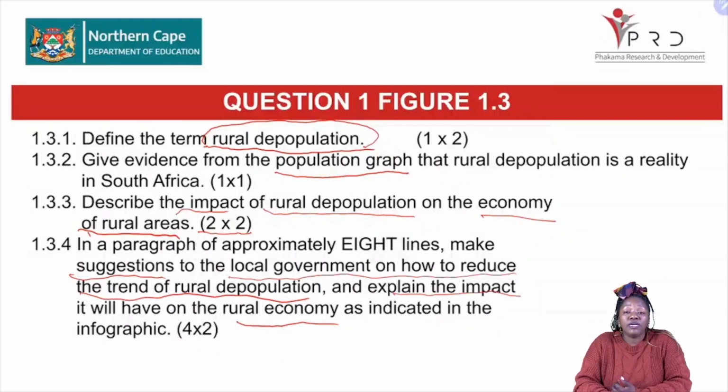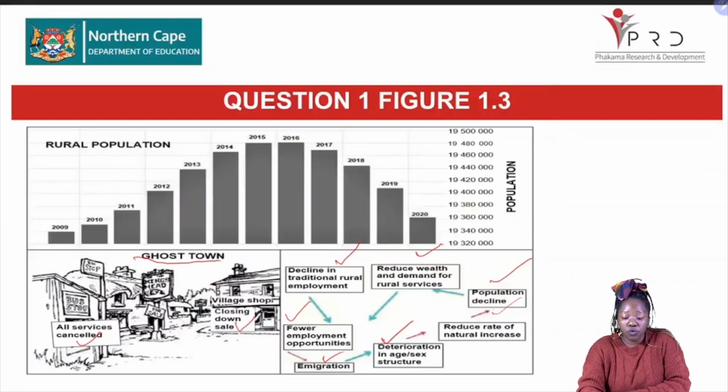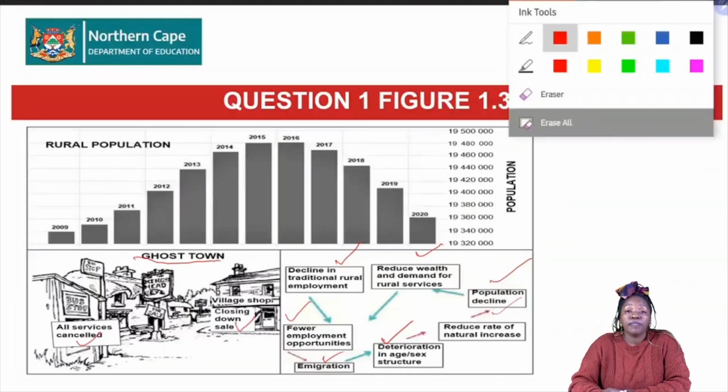So now that we have seen the questions, I'm going to go back to the diagram so you can look at that graph and also look at that infographic. I'm going to give you 5 minutes to go through the diagram on your own, and after 5 minutes, we will proceed to the questions. When we are doing your questions, because you have a paragraph question, I'm going to give you 12 minutes. So your 5 minutes to go through the diagram start now.